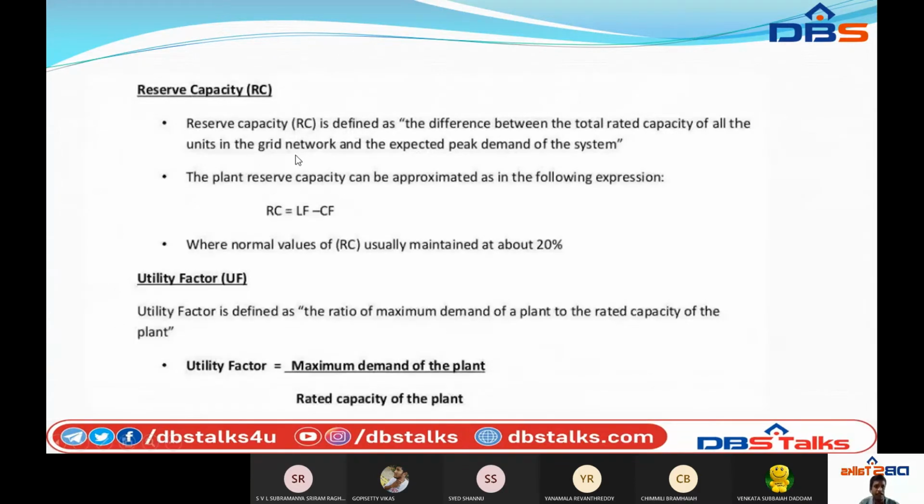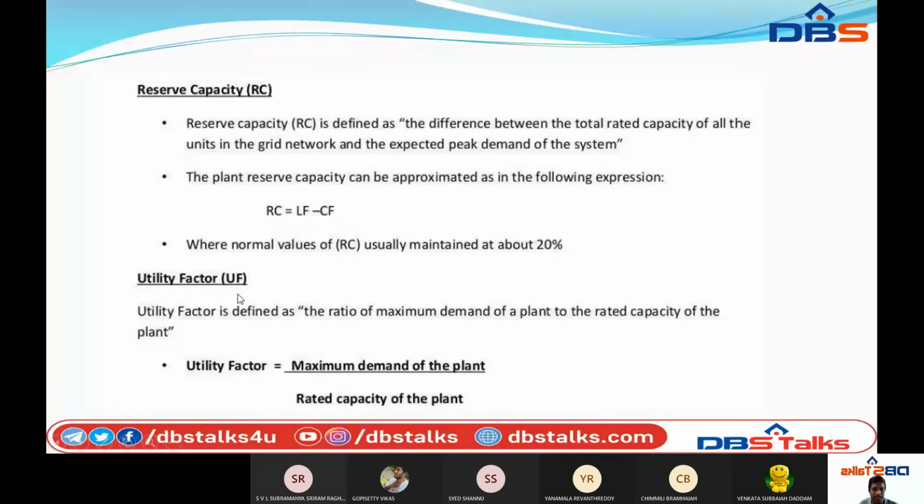Next, the third factor is the reserve capacity. It can be found out by following this formula. Reserve capacity is obtained by subtracting the capacity factor from the load factor: LF minus CF, where LF means load factor and CF is capacity factor. Or reserve capacity can be found out by load factor minus maximum demand.